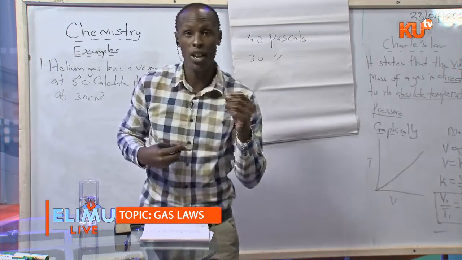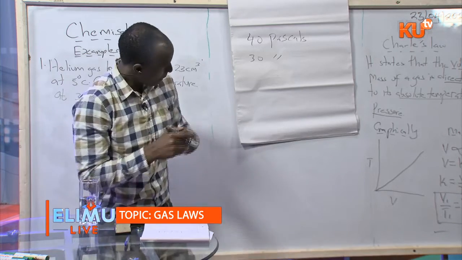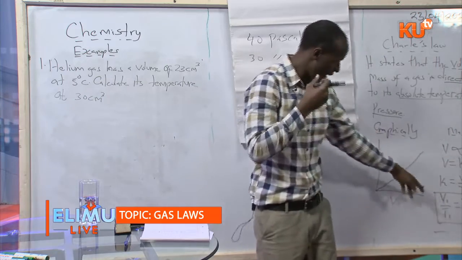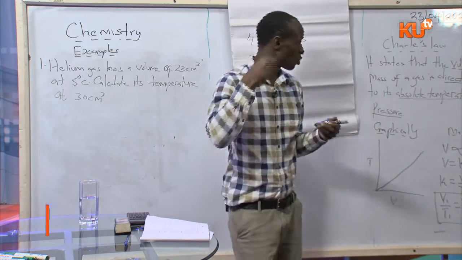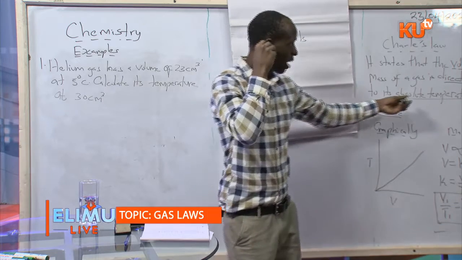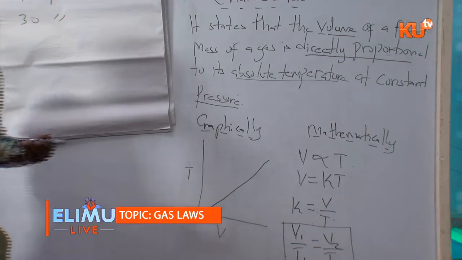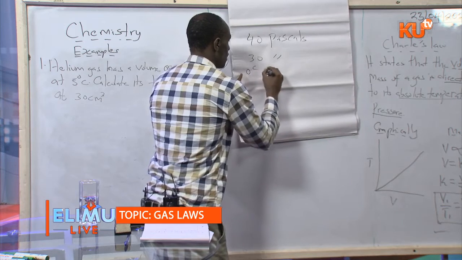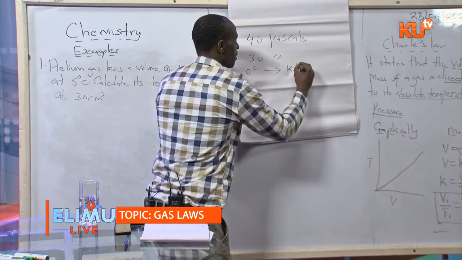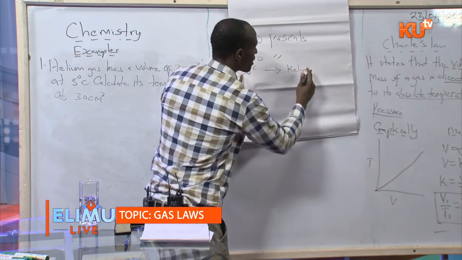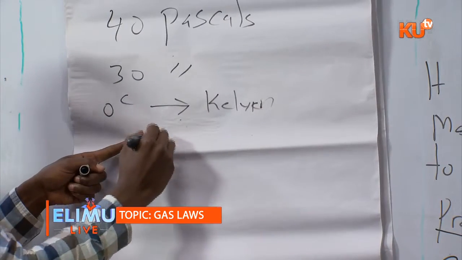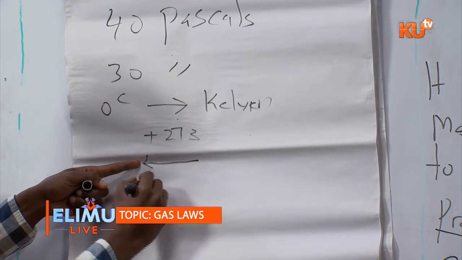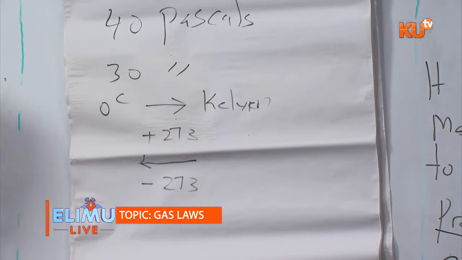Before we look at the example, let me explain something. We say that the volume is directly proportional to absolute temperature. Always when we are applying this formula, your temperature should be in Kelvin, because absolute temperature is in Kelvin. So how do you change degrees Celsius to Kelvin? You add 273, and when you're going backwards, you subtract 273.